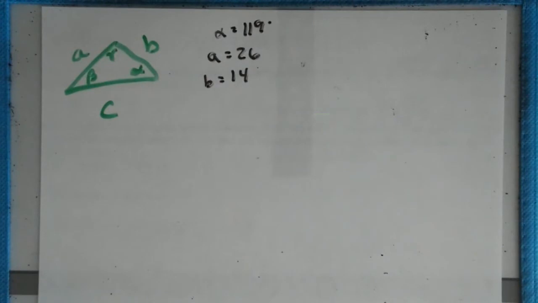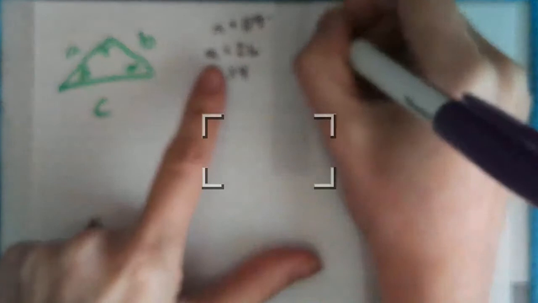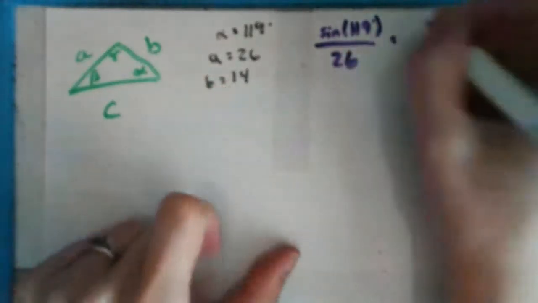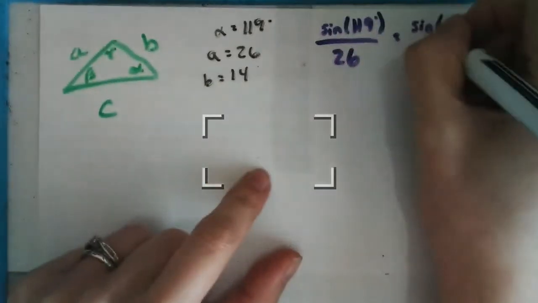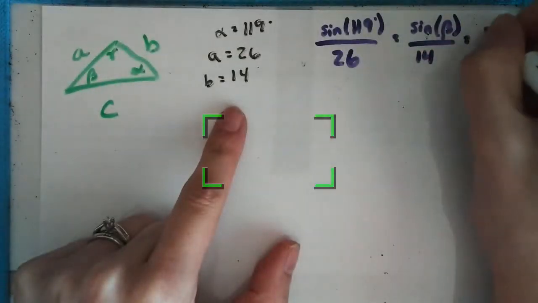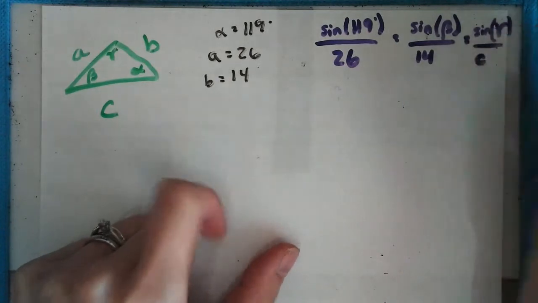In this case, I can't solve for another angle right away because I only have one of them. So I need to use what I do have, see what I can find. So I'm just going to set up my law of sines, the whole thing, and we'll see what I can do. So the sine of angle alpha, which is 119 degrees, over A, which is 26, is equal to the sine of angle beta, which I don't know yet, over side B, which is 14, is equal to the sine of angle gamma over side C, and I don't know that yet either.